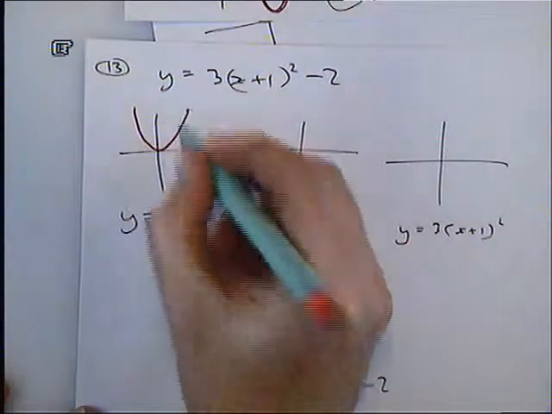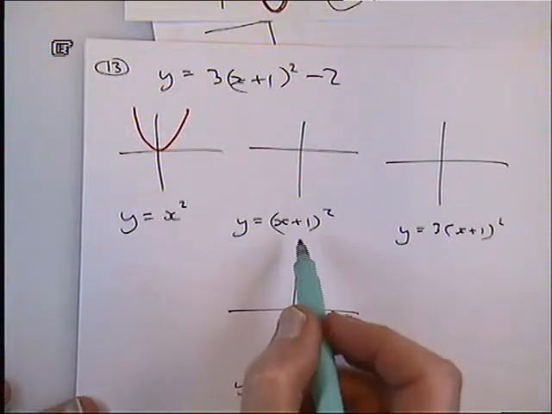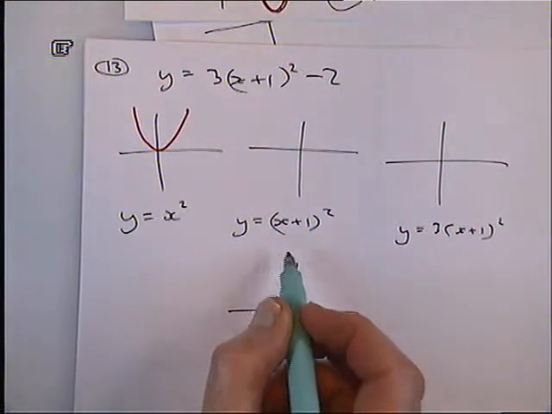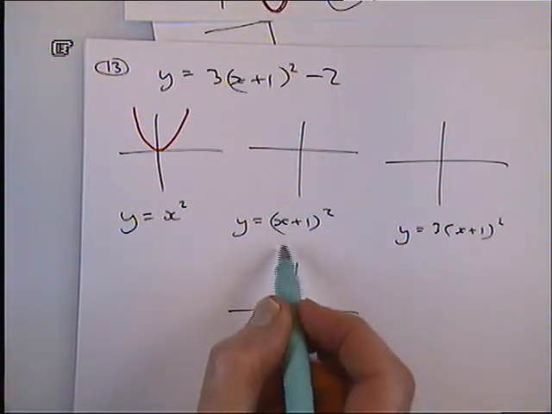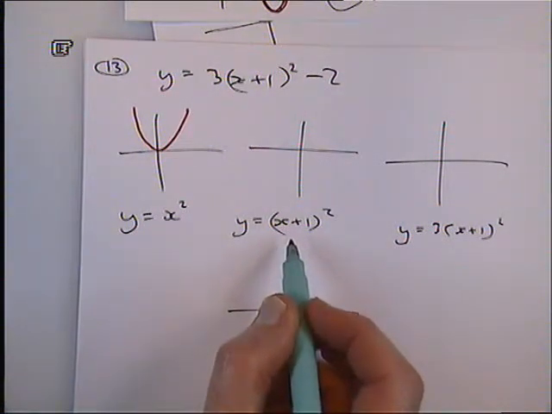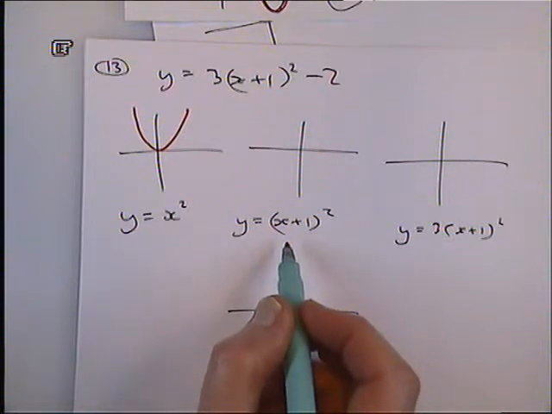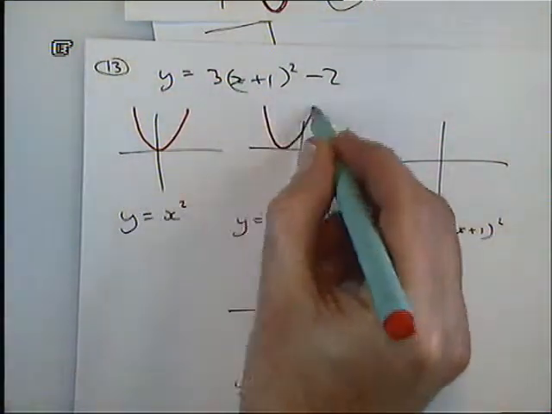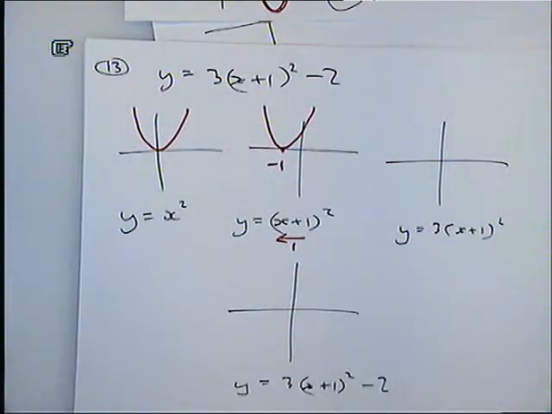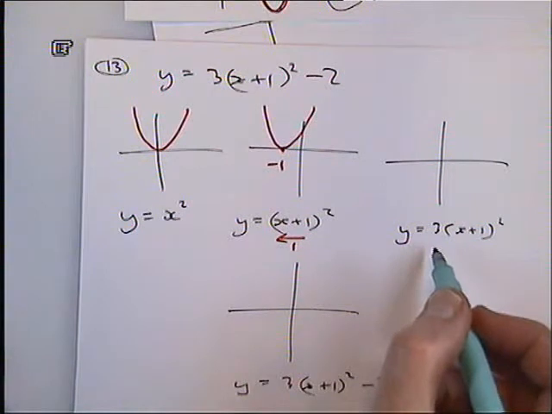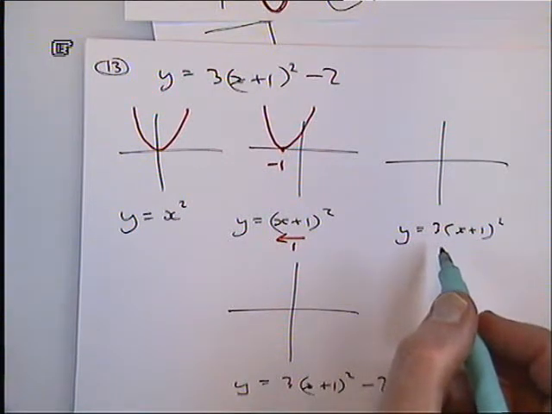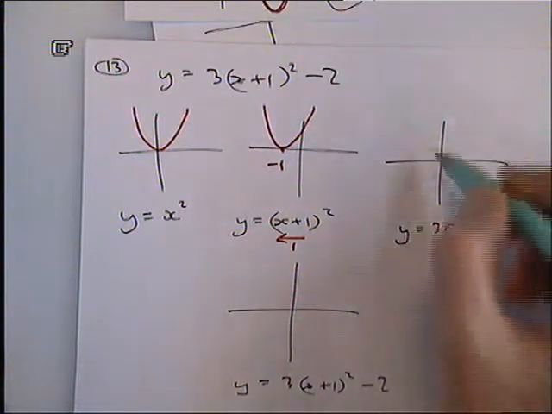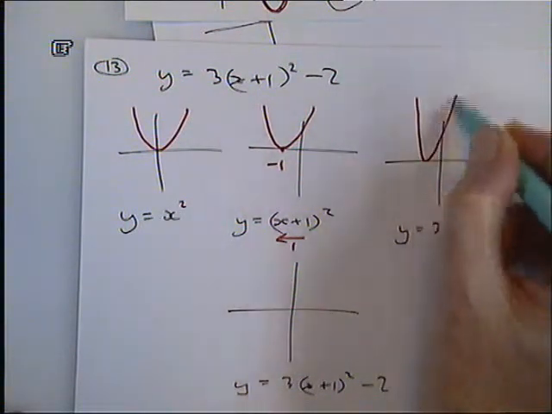So y equals x squared is that. Then x plus 1 all squared. What's happened at this stage here? Replacing the x with an x plus 1. Yeah, that is essentially left 1. So that is now there. What's happened over here? Sticking a 3 in front of it. Stretch vertically with a scale factor of 3. Yep, okay, so that's now much steeper.